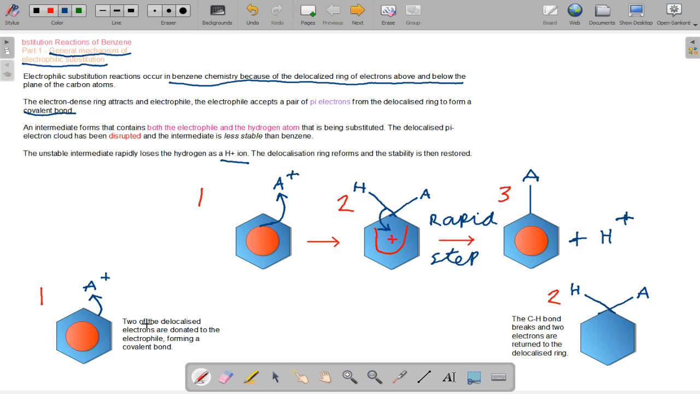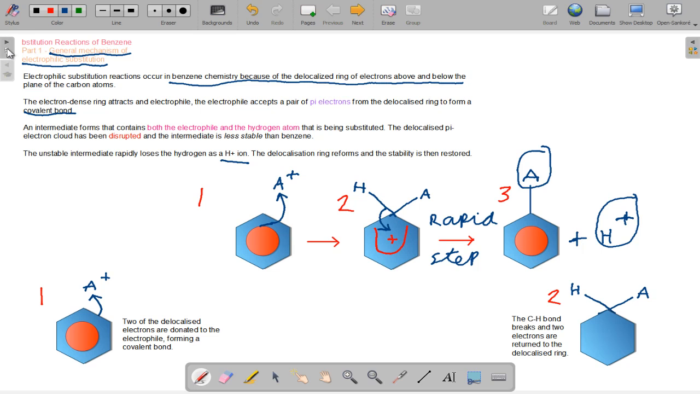So in step 1, two of the delocalized electrons are donated to the electrophile, forming a covalent bond from the A+ ion. In step 2, the C-H bond breaks and two electrons return to the delocalized ring. The curly arrow shows the electrons moving to the delocalized ring to reform it. So A is then bonded where the hydrogen used to be, and the H+ ion is formed.